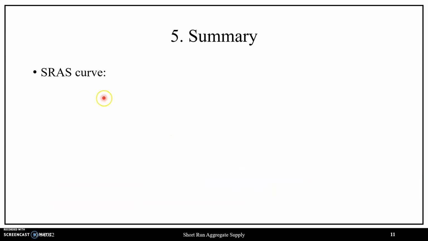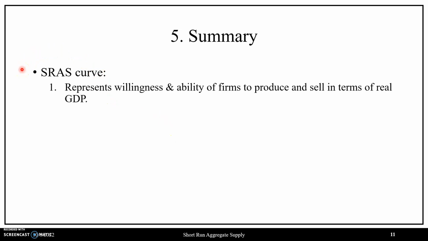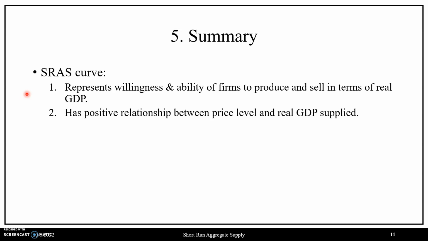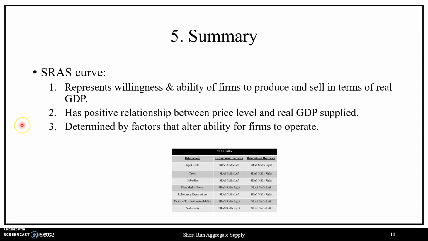So then, with all this in mind, giving a summary of the short-run aggregate supply curve, it represents the willingness and ability of firms to produce and sell in terms of real GDP, in which there's a positive relationship between the price level and real GDP supplied as determined by the profit and cost effects. And in terms of its determinants, it will be determined by factors that alter the ability for firms to operate, in which if one of these factors change, we'll see a leftward or rightward shift in the short-run aggregate supply curve, where there were some overlap between the determinants of the short and long-run aggregate supply curves, such that if the long-run aggregate supply curve shifts, then there will also be a shift in the short-run aggregate supply curve.